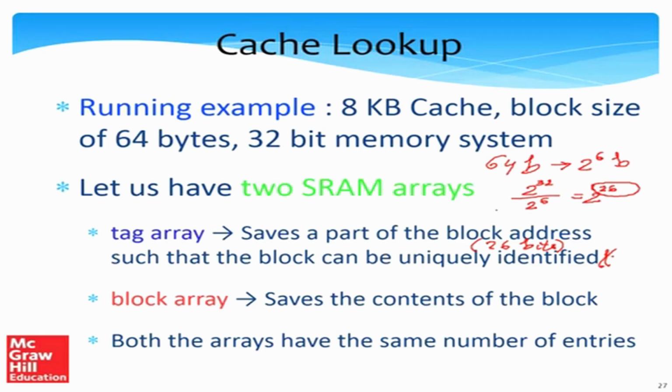Then along with the tag array, we have a block array which saves the contents of the block, right? So how large is the content? One block we have defined to be 64 bytes. It saves the contents of the block. Both the arrays, the tag array and the block array, need to have the same number of entries. In fact, they can have a one-to-one correspondence, so they absolutely need to have the same number of entries.